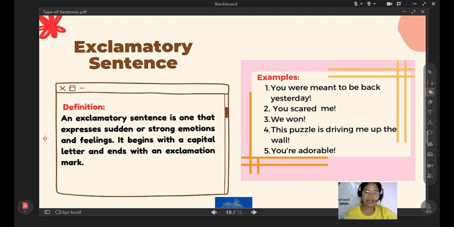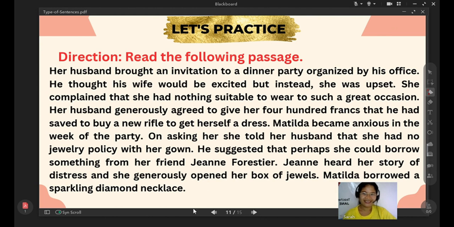Exclamatory sentence. An exclamatory sentence is one that expresses sudden or strong emotions and feelings. It begins with a capital letter and ends with an exclamation mark. You were meant to be back yesterday! You scared me! We won! This place is driving me up the wall! You're so adorable! Alright, very good.